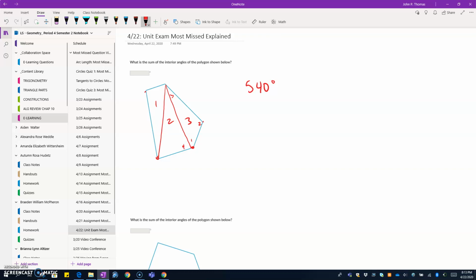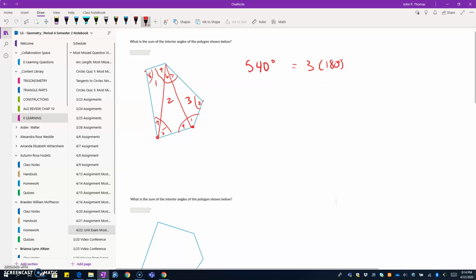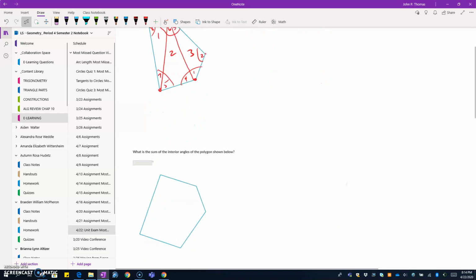If I take 4, 5, and 6 here, those add up to 180. And then 7, 8, and 9, those add up to 180 as well. So when I put all of those together, I end up getting all of the angles on that one, and that's 540. So that's 540, which is 3 times 180: 3 because 3 triangles, 180 because the sum of a triangle's angles is 180. So that's the first one there. That was the most commonly missed one.